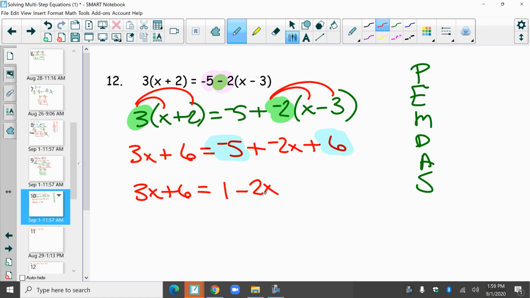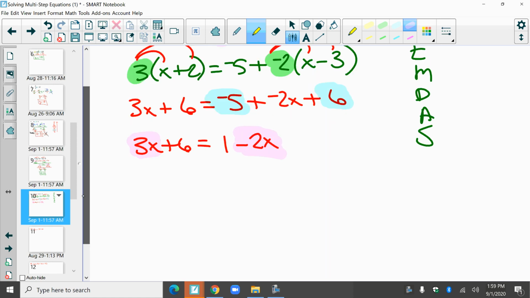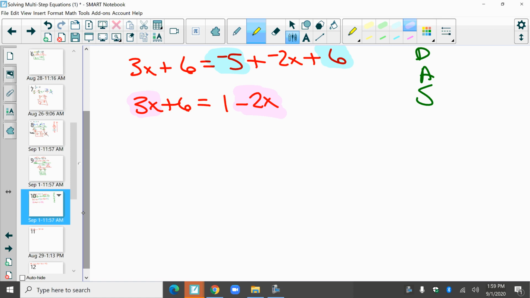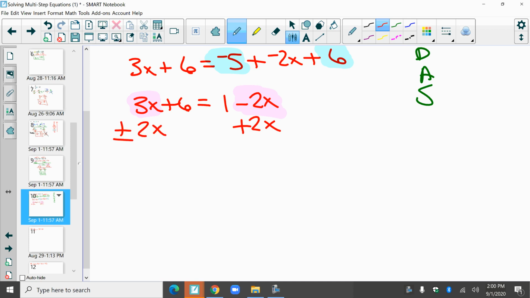Now I need to bring my like terms on the same side of my equation. So if I do that, I have a 3x and a negative 2x. And remember I said earlier, I'm always very consistent with what I do, and I bring the smaller x over to the other side. So that means I'm going to deal with the negative 2x. So it's minus 2x on the right-hand side. So to bring it to the left-hand side, I do the opposite, so I'm going to add 2x. So I have 5x plus 6 is equal to 1.